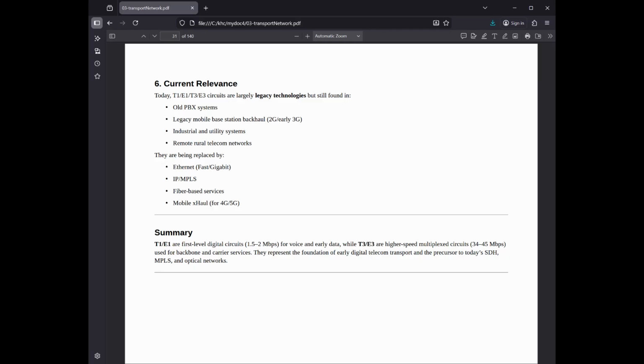Because SDH is perfectly synchronous, a service provider can look at a massive 10 Gbps fiber link and see exactly where a specific T1 container is located. In the old PDH system, they would have had to unmultiplex everything, like opening every box on a truck, just to find one signal.